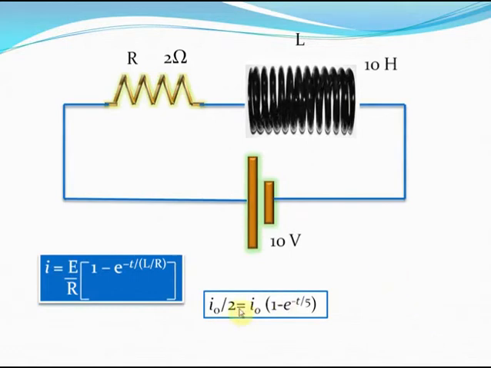When we do that, we get the net value of time at which the current is half of its maximum value as 3.465 seconds. This is also the time at which the magnetic energy is 1/4 of its maximum value. So there you go. Solving this IIT JEE problem was quite simple.